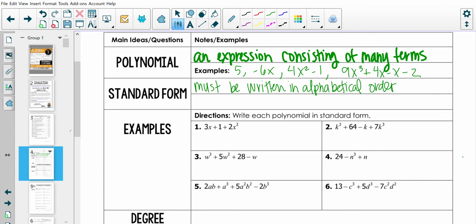With the highest exponent first. Oops, but I can't spell "with."